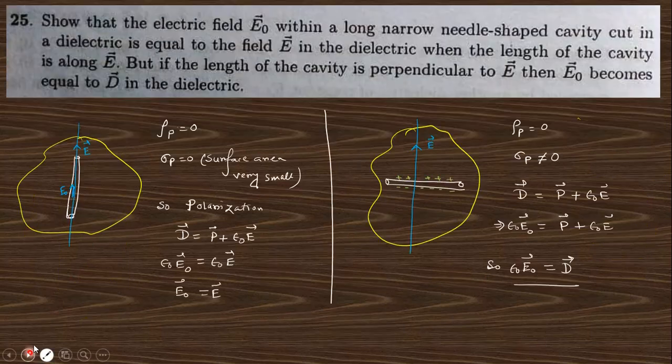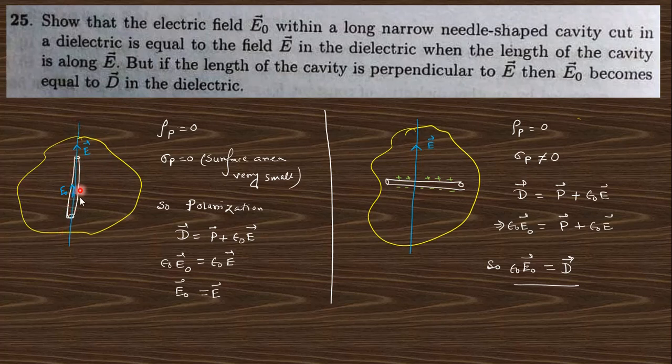Go to the next question, which says: show that the electric field E0 within a long narrow needle shaped cavity cut into a dielectric is equal to the electric field in the dielectric when the length of the cavity is along the electric field. This is the electric field within this dielectric and this is the cavity.